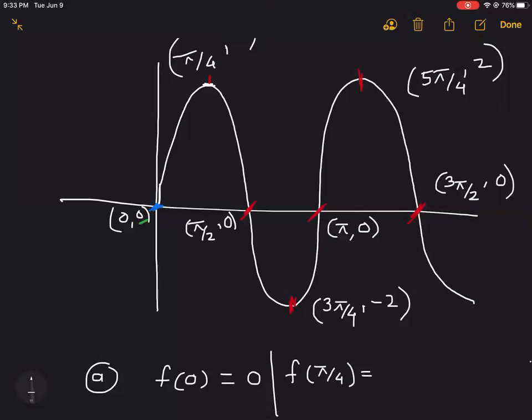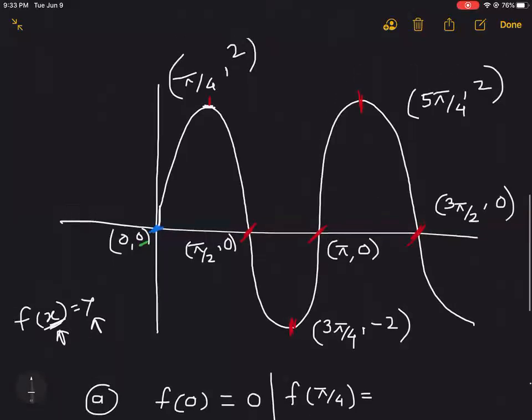That means the functional value at pi over 4. We need to find the point where x is actually pi over 4, because always remember, we do get values like this, right? Where x is the independent variable and y is dependent on x. So we're looking for the value of x.